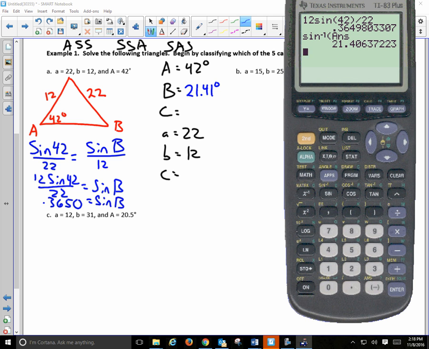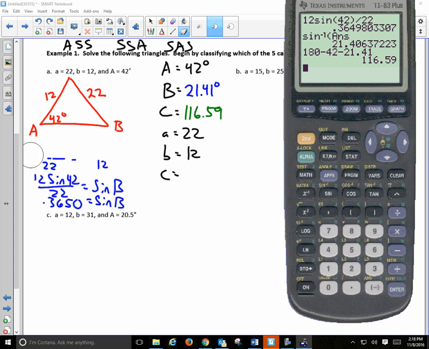What can I now find? C. I'm going to subtract from 180. 180 minus 42 minus 21.41, and I get 116.59.